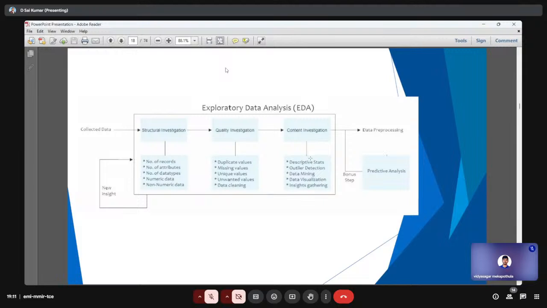So one of the major statistical concepts where we apply several descriptive statistical concepts in order to analyze the data, like for outlier detection. Even we use data mining concepts and data visualization, and even gather some insights present in the data set. So this complete process of exploratory data analysis only makes our data set ready to use for our model. So that is all about exploratory data analysis.